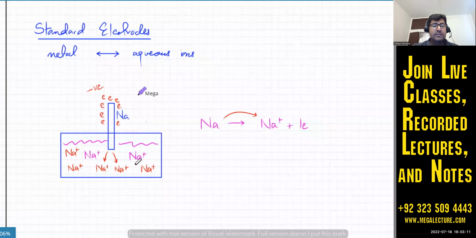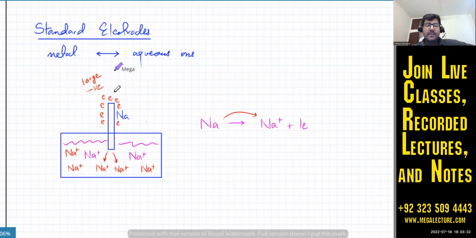What's happening to the solution? The solution is becoming more and more positively charged. So there's going to be a limit to this negative charge. A point will be reached where the negative charge becomes very large, right? Every time sodium loses electrons, more electrons accumulate on the metallic rod. So a point will come when the negative charge becomes very large.